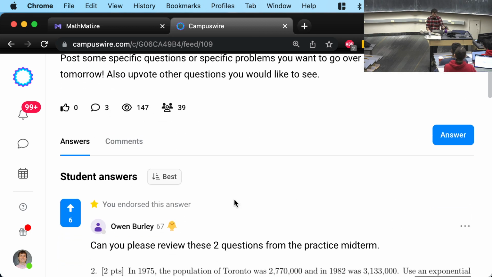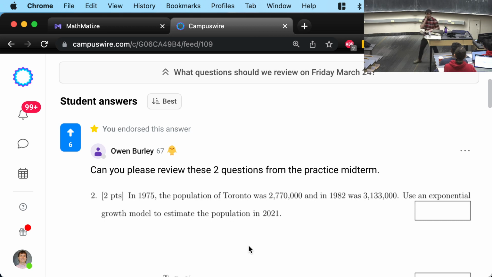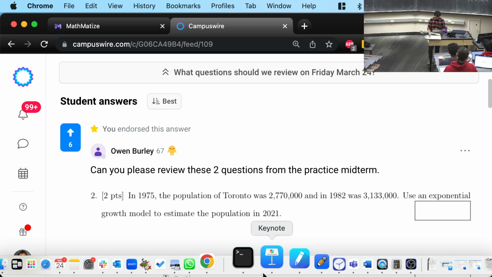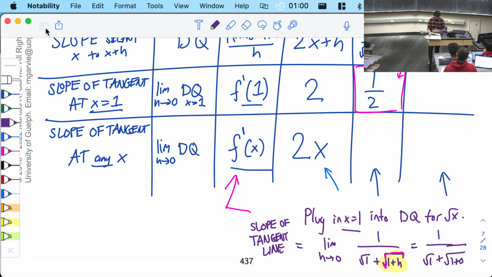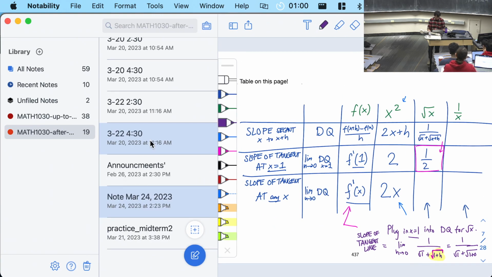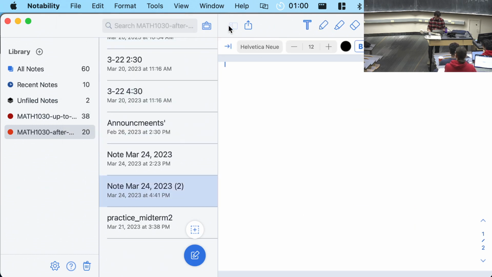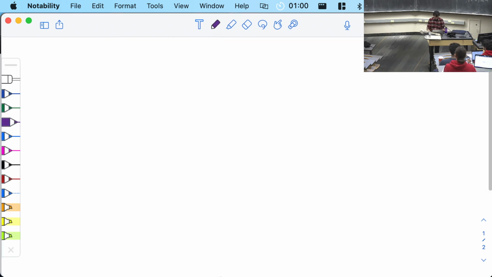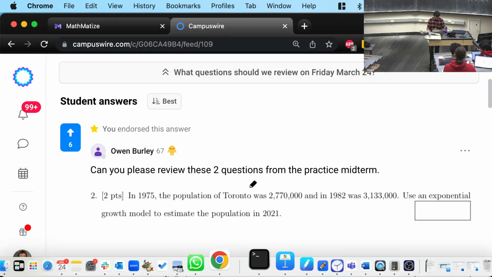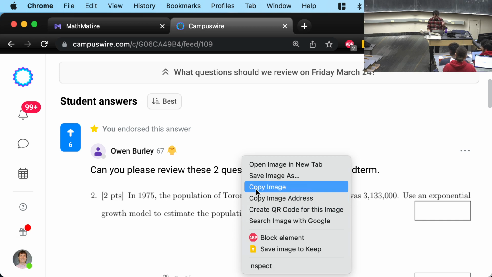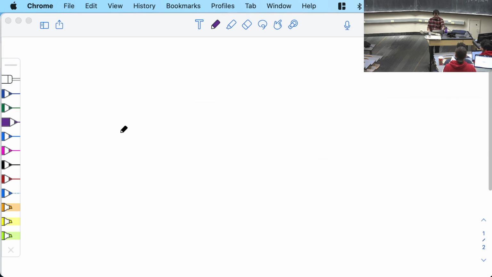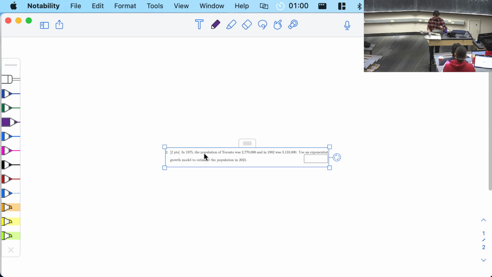It's this problem, right? Can you do this question? In 1975, the population of Toronto was blah. In 1982, it was blah. Use an exponential growth model to find the population later. So great question. Let's start with this one, and then I'll do limits after. Okay, and I have a whole new page. So this population of Toronto problem, it's from the practice midterm, if you haven't seen it before. It was also taken directly from the homework. So here it is.